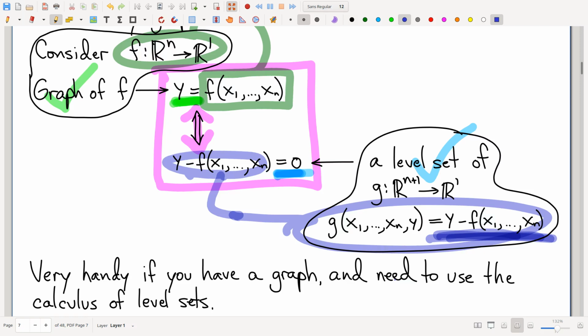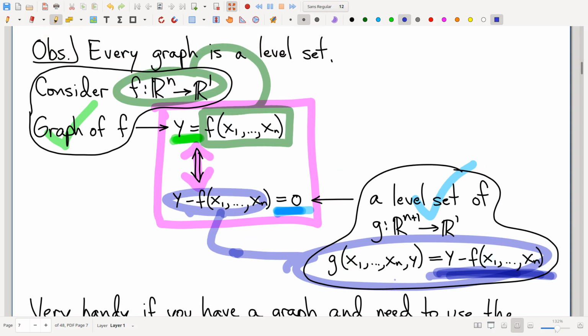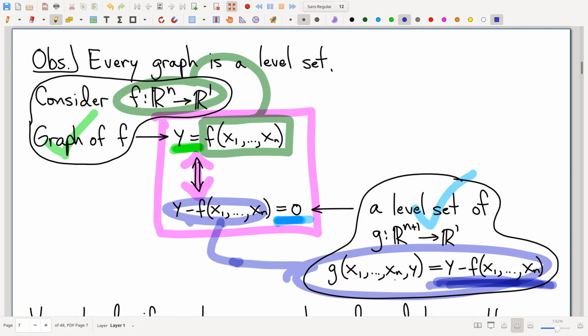Okay, so now why would we ever care about such a thing? What's the point? What have we gained by doing this? Well, we don't yet, but we will soon know some calculus of graphs. And not long after that, we will learn some calculus of level sets. And the reality of the situation is that they tell us different things. It's probably not too surprising.